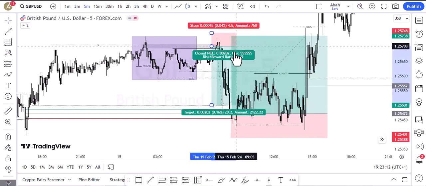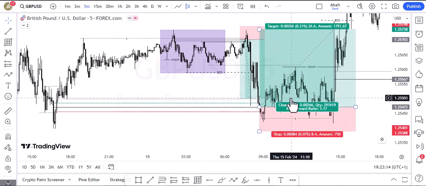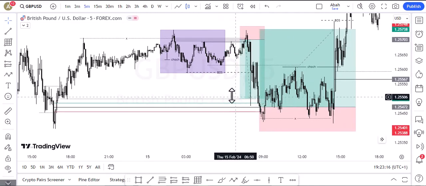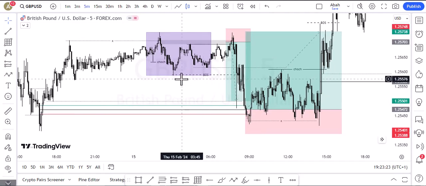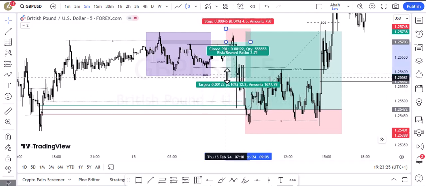But I saw it, and this was why this was my target. As you can see, my target is supposed to be here, but it wouldn't give me a very good risk to reward ratio. It wouldn't give me 1:3. It gave me 2.53, which is not my target.